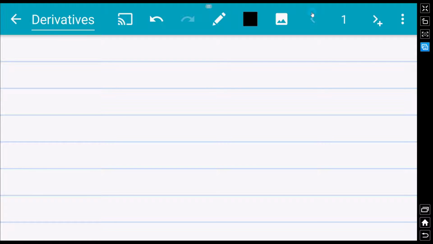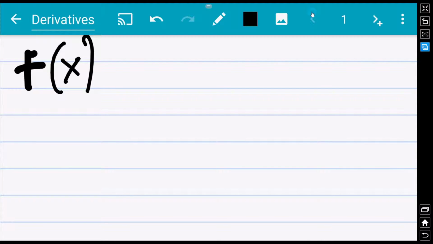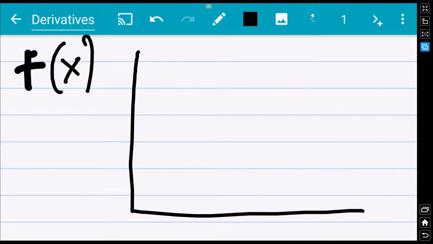Now, what is a derivative? A derivative, first we're going to start with a function. So what is a function? Let's start with f of x. And let's make a graph. A graph might look like this.